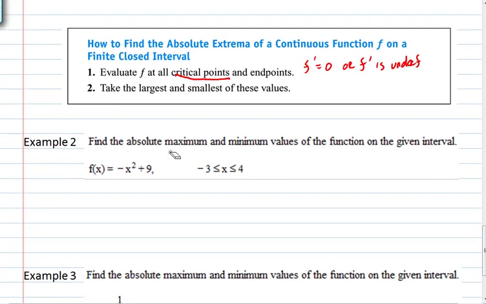In example 2, we want to find the absolute maximum and minimum values of the function on the given interval. So the first thing we need to do is find the derivative. So here, the derivative is going to be equal to what? -2x. And that means that the derivative is going to be equal to 0 when x is equal to 0. This is a critical point.